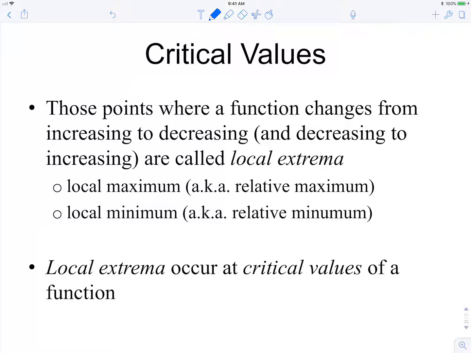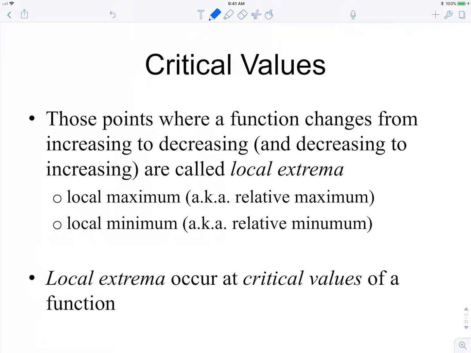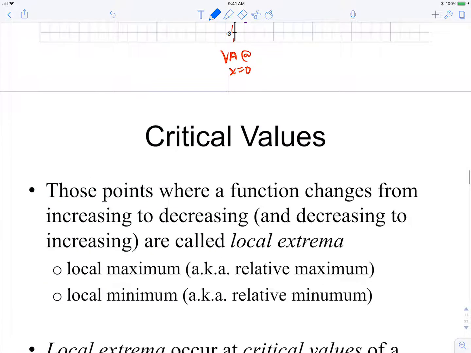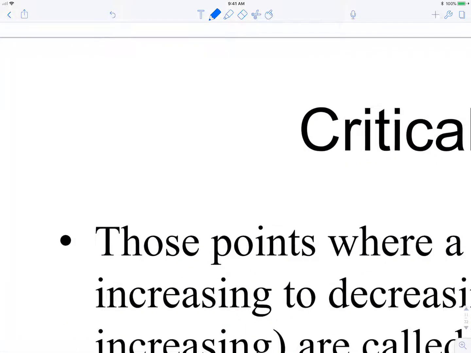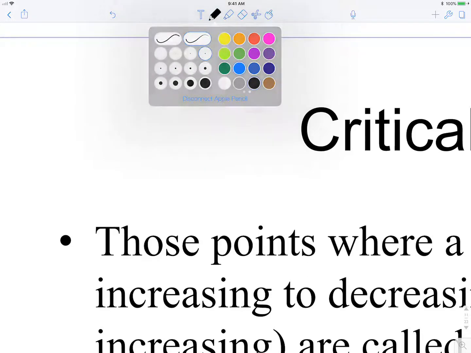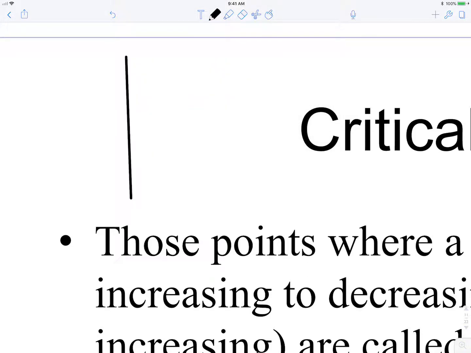Okay, so those points where a function changes from increasing to decreasing or decreasing to increasing are called local extrema. So to demonstrate the idea of what local extrema are, I'm going to sketch a graph I don't know the equation for. It'll be a polynomial.